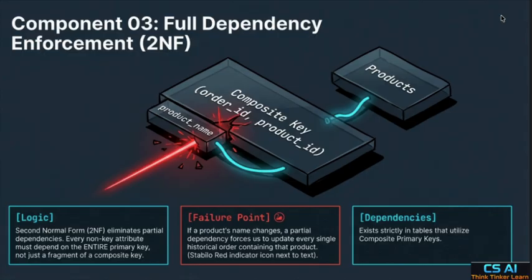Now, second normal form, or 2NF, focuses on full dependency enforcement. This is strictly for tables that use composite primary keys. 2NF eliminates partial dependency, where a non-key attribute depends on only part of the composite key rather than the whole thing. If a product's name is stored inside an order item table, a change to that product name forces an update across every historical order. 2NF forces you to move that data into a dedicated products table.